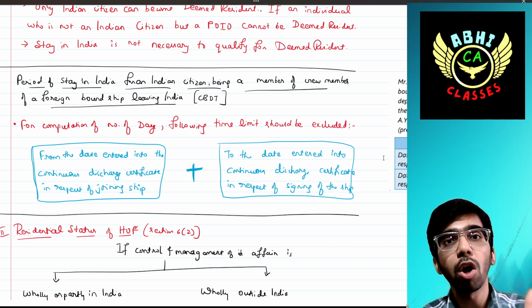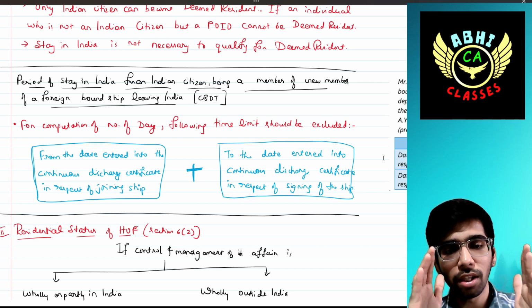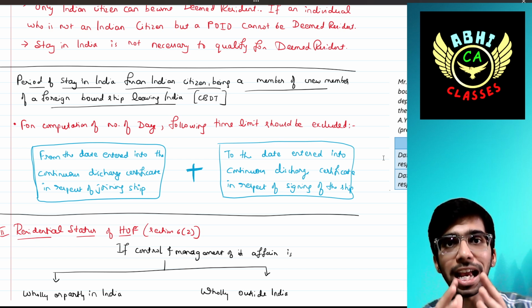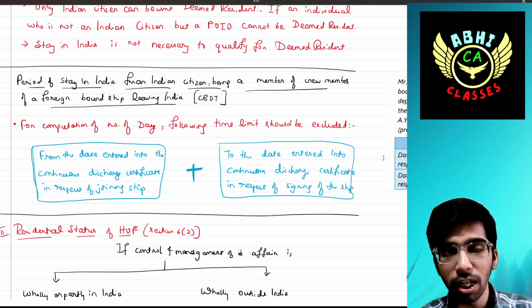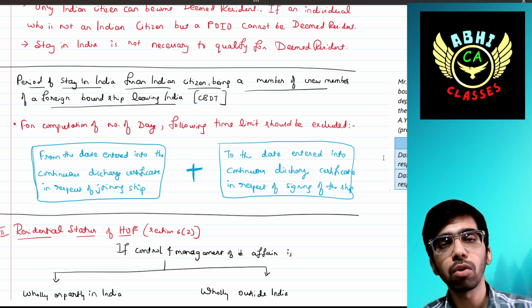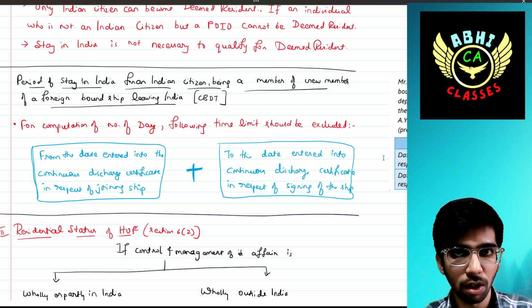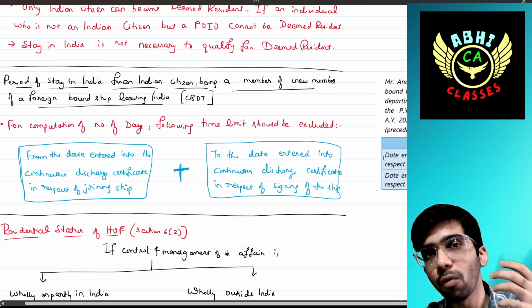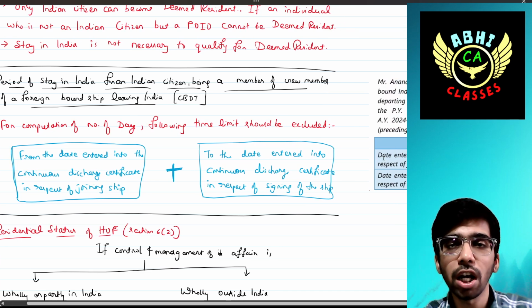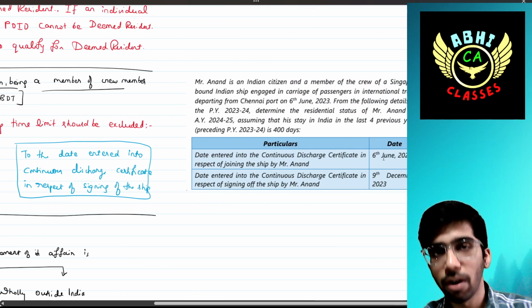From here to here, I will not be there, and hence that period should be excluded. The number of days should be excluded out of the total number of days prevailing in India, to compute whether he is a resident or not a resident. I think it will be more understandable if you see an example.